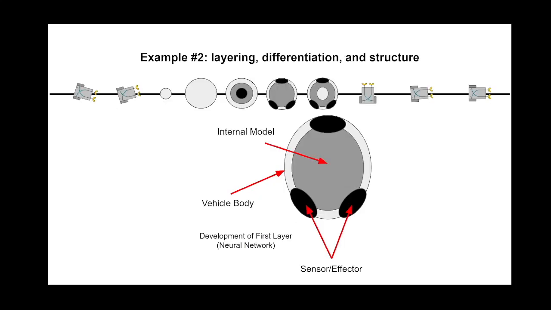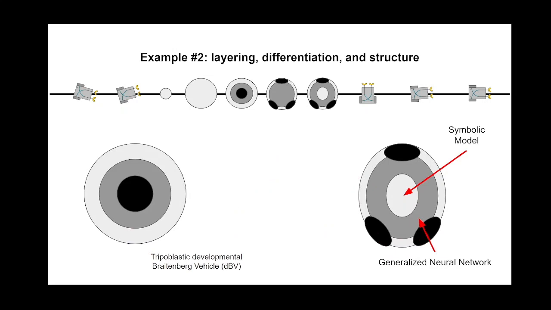The second example is layering differentiation and structure. We can get into this aspect of thinking about an agent as a developing organism from an egg, a single cell, a single type of tissue or a unit, if you will, to a mature agent. We can differentiate different parts of the embodied agent: the internal model, the vehicle body, the sensors and effectors. And then we can look at its origins from a triploblastic type model, which is common in developmental biology. This can incorporate different computational models and different computational functions.